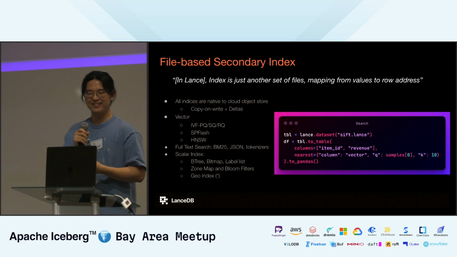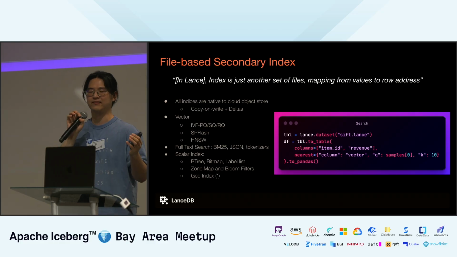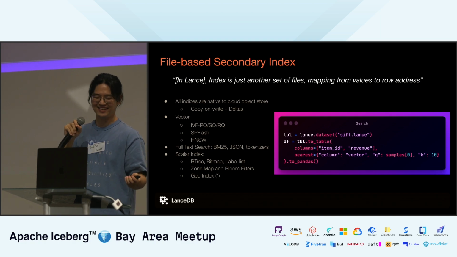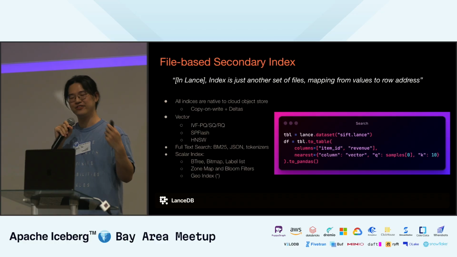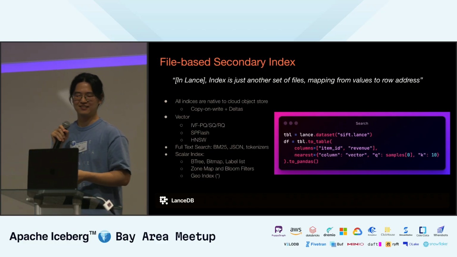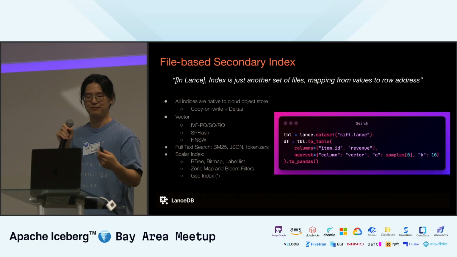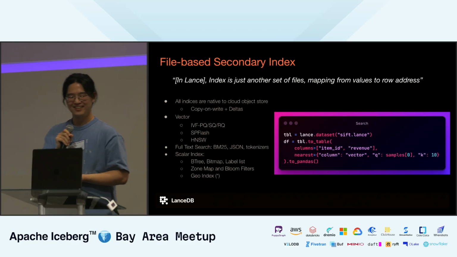So the index, in the end, is just a mapping of the values to raw addresses, but there are different indexes for different purposes. For example, for vectors, there are all these fancy IVF, PQ, SQ, and the ST-Flash, HNSW. All these kinds of things are part of the spec. And there are also indexes like free text search index, and scalar indexes like B-tree, bitmap, label list, map, feature. All these kinds of indexes are over there.